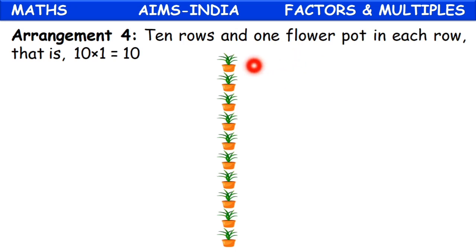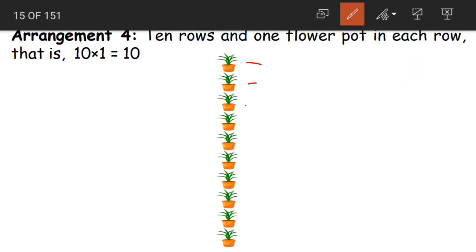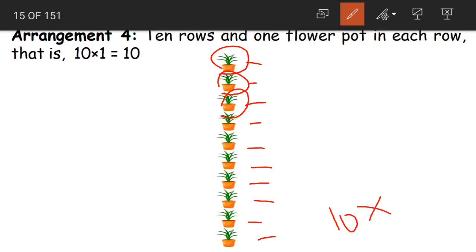Next, arrangement 4. 10 rows and 1 flower pot in each row. See here we are having 1, 2, 3, 4, 5, 6, 7, 8, 9, 10 rows. And in each row how many flower pots do we have? We have only 1 flower pot in each row. So 10 rows into 1 pot in each row will be equal to again 10.